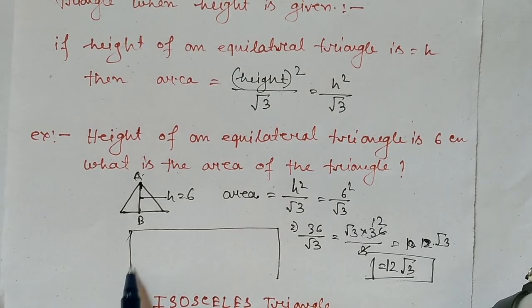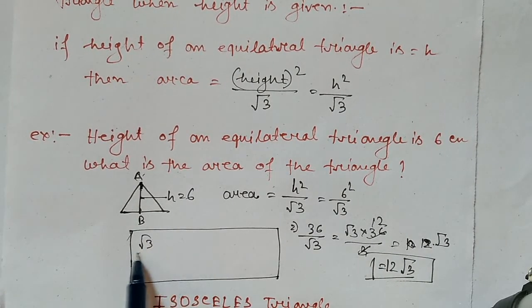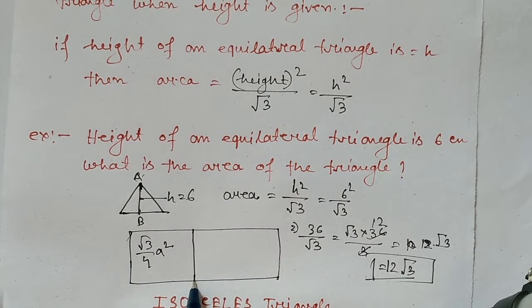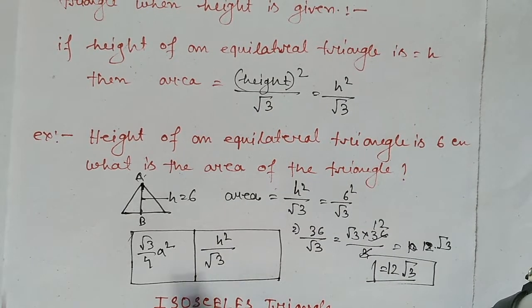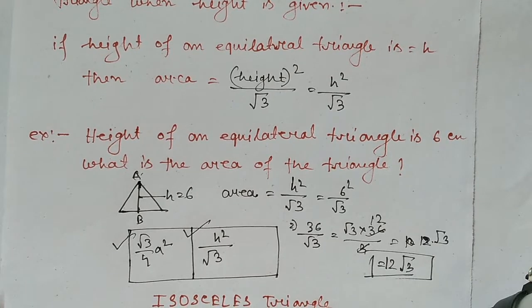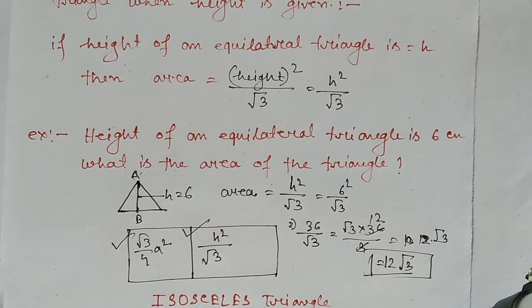So one is root 3 by 4 into a square, and another one is, if height is given, then h square by root 3. Okay, these two equations are valid to find out the area of an equilateral triangle. Okay friends, let's move on to our next problem.